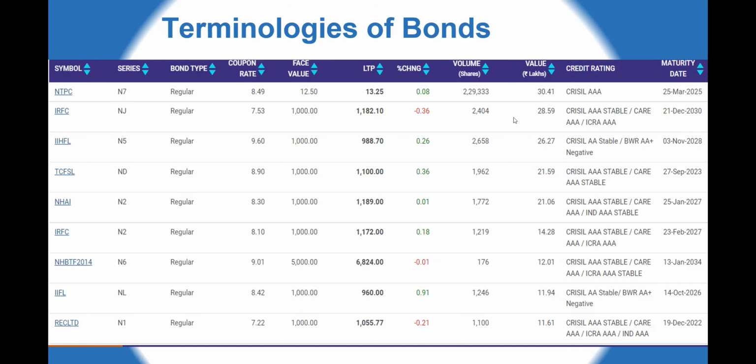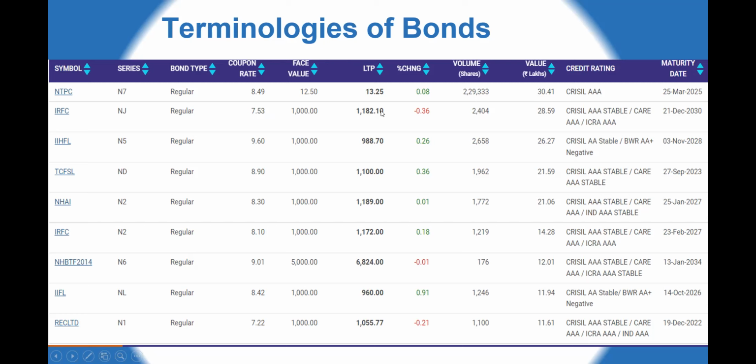If this is an expense from my pocket, and what is the maturity of this bond? The maturity of this bond is 2030. That means till 21st December 2030, I will keep on getting 7.53 as interest. 7.53 as interest means 75 rupees 30 paisa, and this is annual interest. If I am buying one bond of IRFC, annually I will be getting 75 rupees 30 paisa in my account.